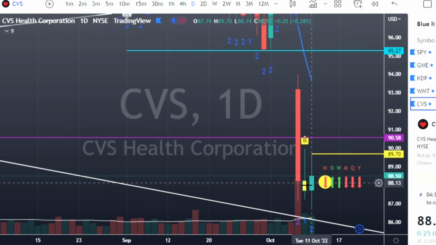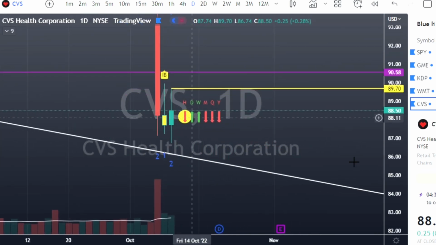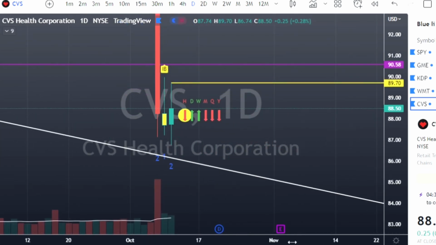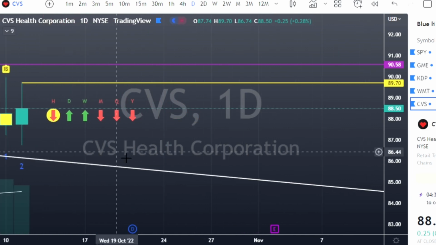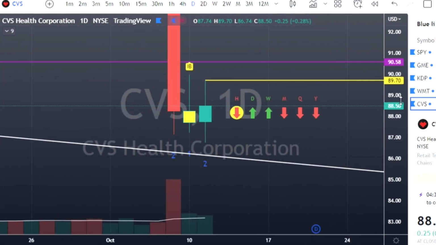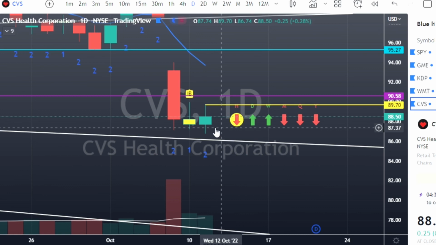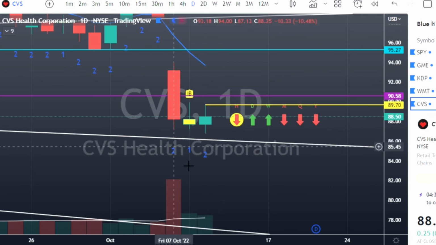Okay, so what do we got here to start? CVS is the first one on the list. So what we've got is a 2 down that finished green. So I would caution you on 2 things here. Number 1, we can look for a 1-2-2 reversal. A 1, 2 down, and then a 2 up. You notice the number, the candlestick numbers.